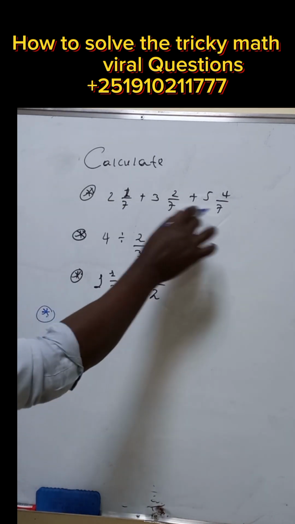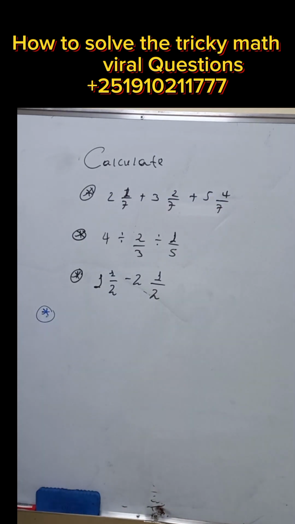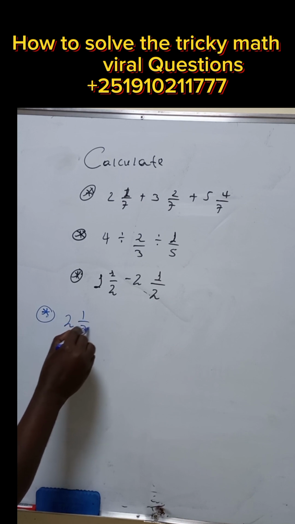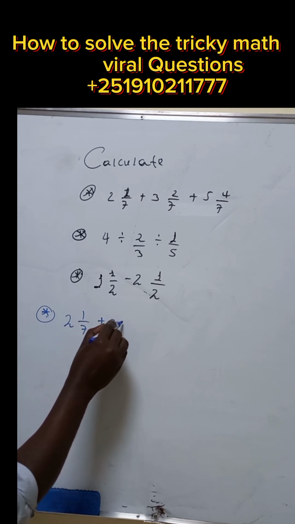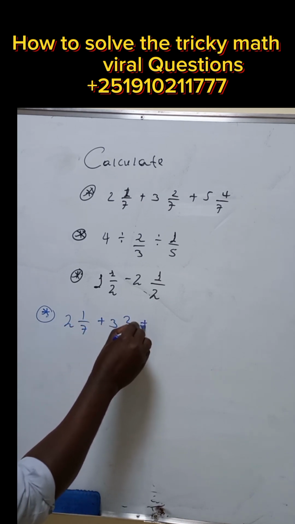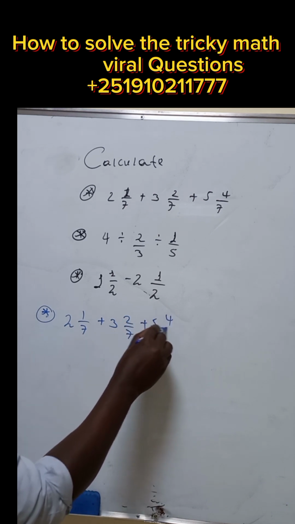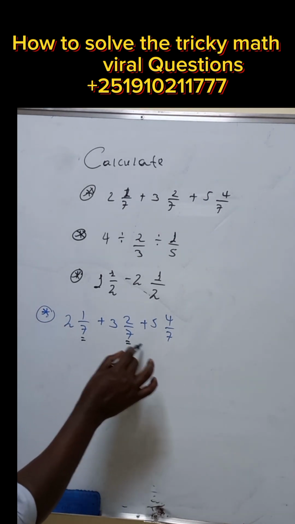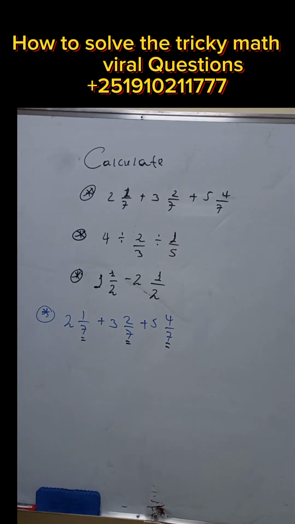How are we going to add, or find the sum of, these different mixed fractions? The first number is written as 2 whole 1/7 plus 3 whole 2/7 plus 5 whole 4/7. How could we find the sum of this problem? Please look at my video, this is a very important case. Look, all these fractions have the same denominator.